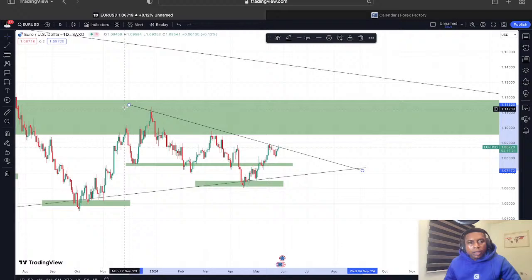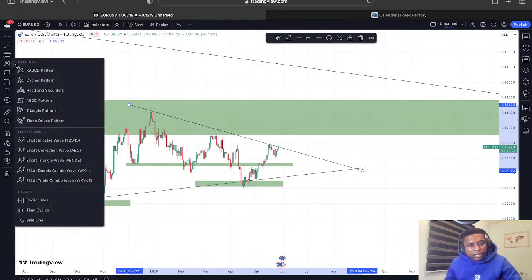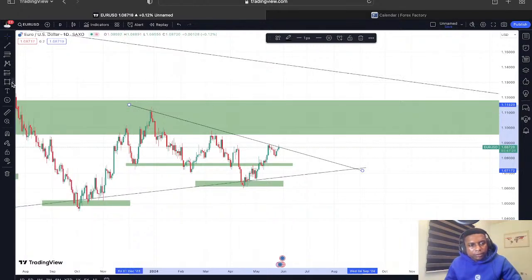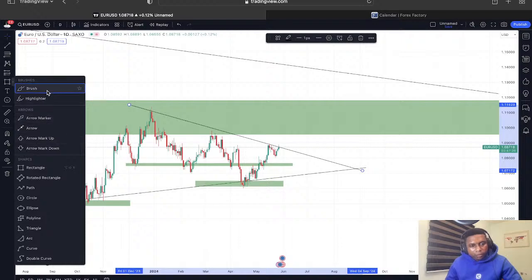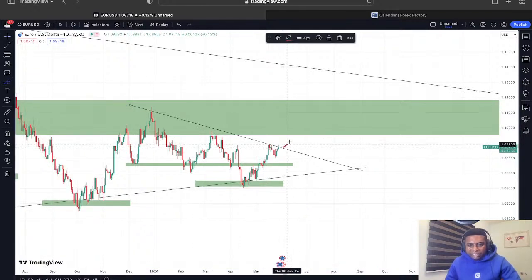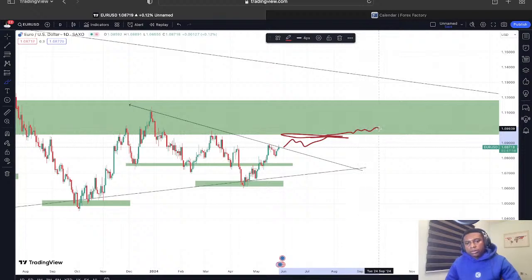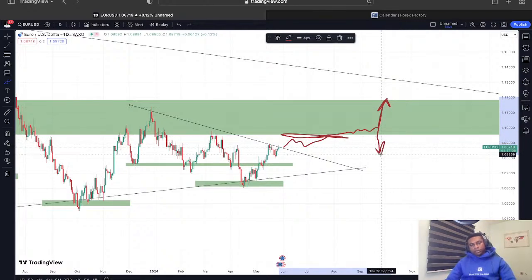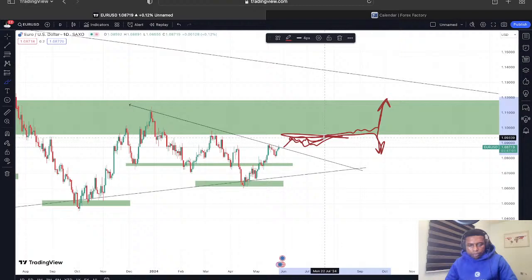One, price. Let me get my pen. Okay, so we might see price just move and touch this resistance zone before breaking out further, or breaking downwards. So we might see price move around this resistance zone.